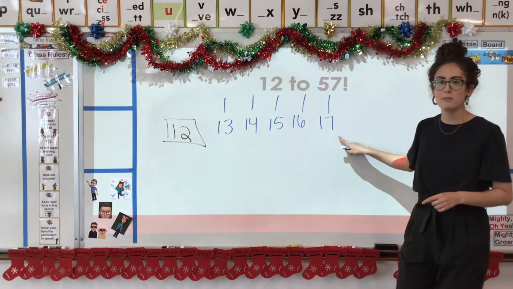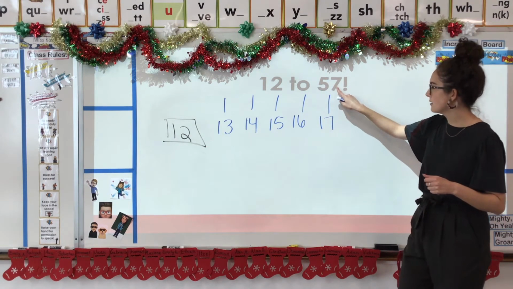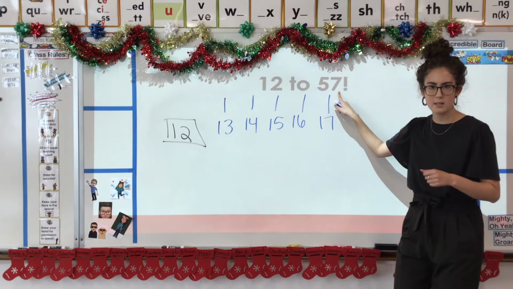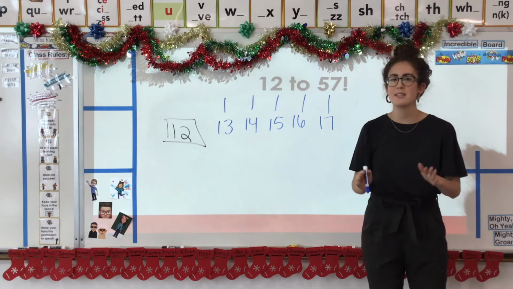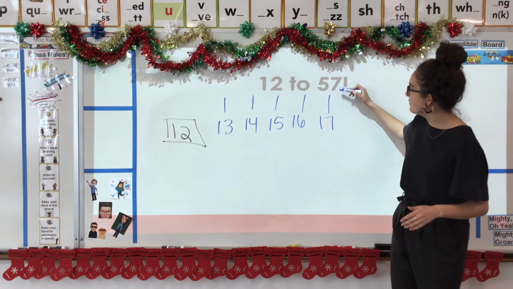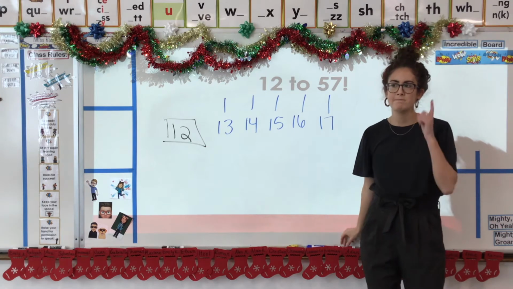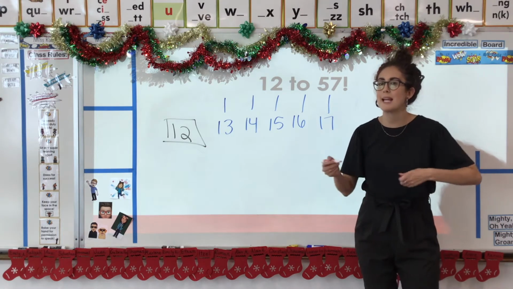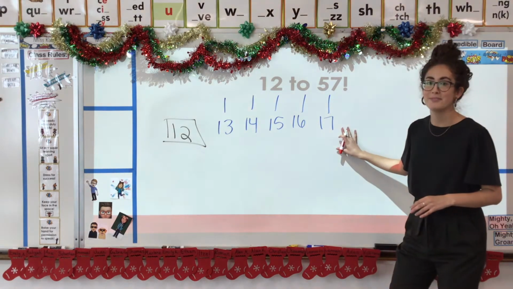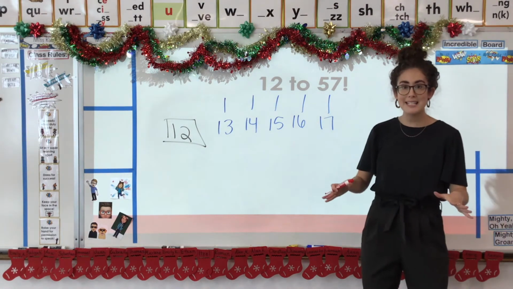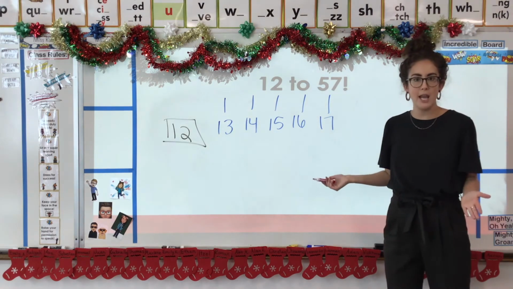In 17, we have 7 ones. In 57, we have 7 ones. So, how can we get between these two numbers the fastest? They have the same amount of ones, but their tens are changing. What's going to be the quickest way now? We want to count by tens now. We want to switch to tens because that's all we have left to change.